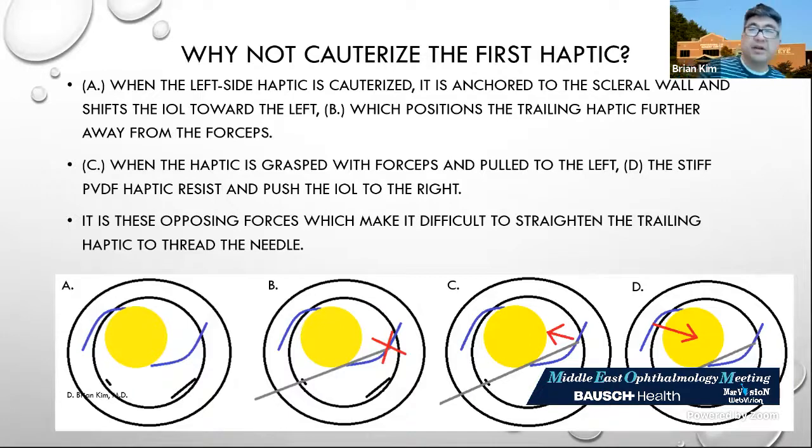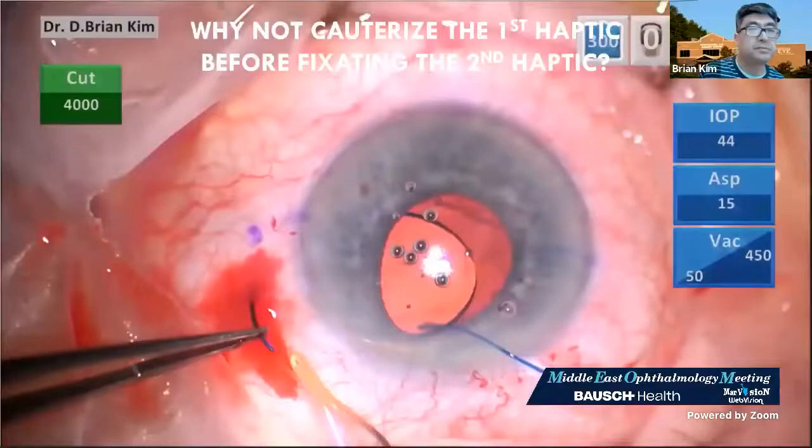As far as why not cauterize the first haptic, some people think, oh, I'm going to pull out the one haptic, cauterize it, and then do the other side. Well, the problem is if you, let's say on the left side haptic, you cauterize it. Well, now it's anchored to the scleral wall. And so when you're trying to retrieve the trailing haptic and you're trying to fixate it through the needle, the left side haptic is anchored to the scleral wall and it fights you. Again, those opposing forces make it difficult to straighten the trailing haptic to thread the needle.